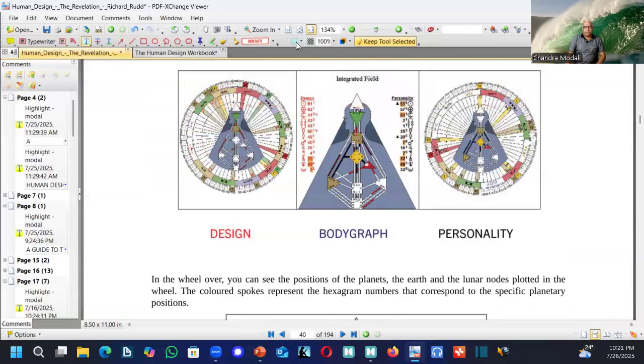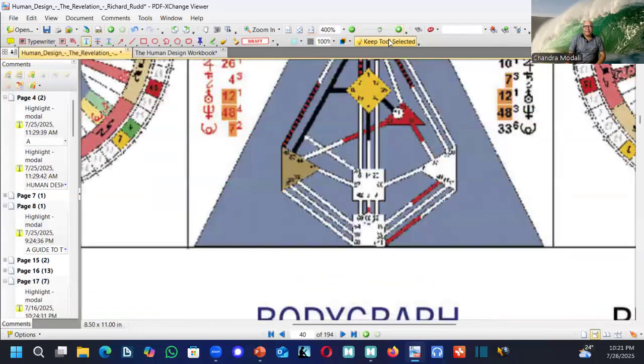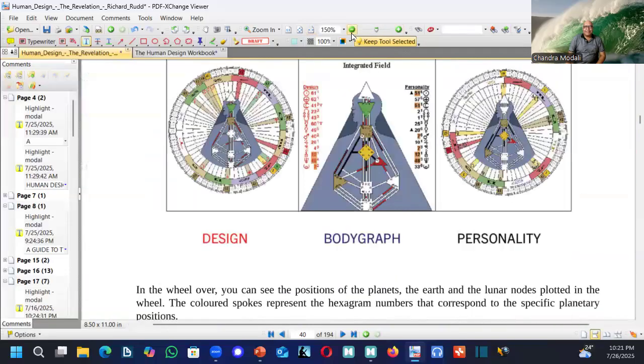These are the hexagram numbers. I don't know whether it will be clear even if we enlarge it. It's a big challenge. Yeah.